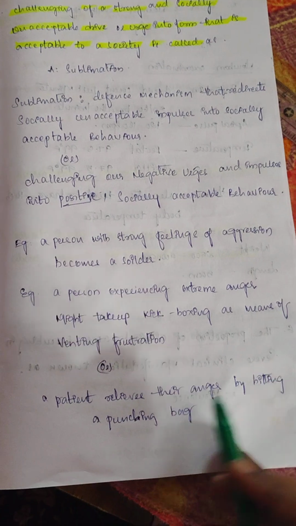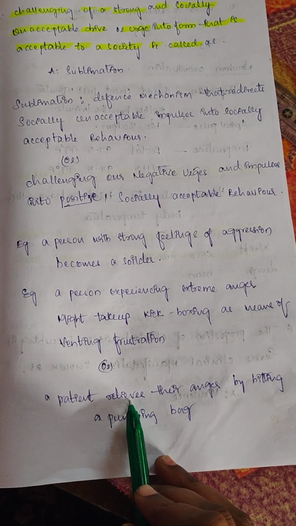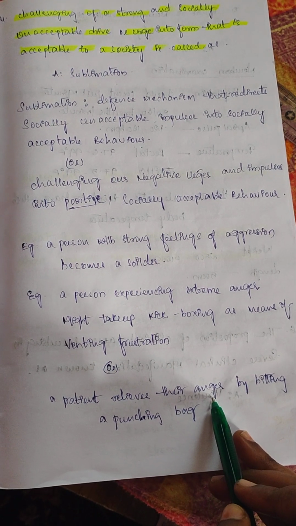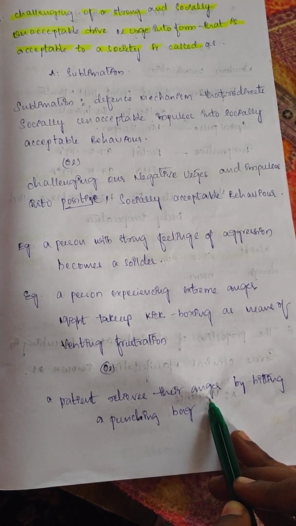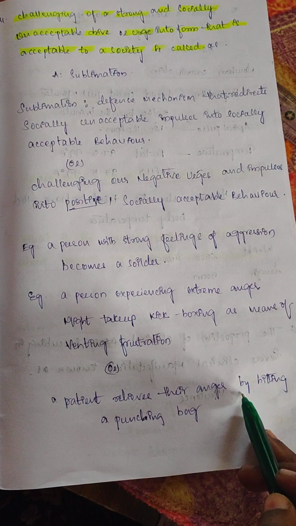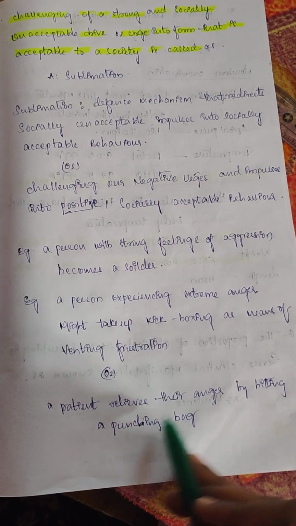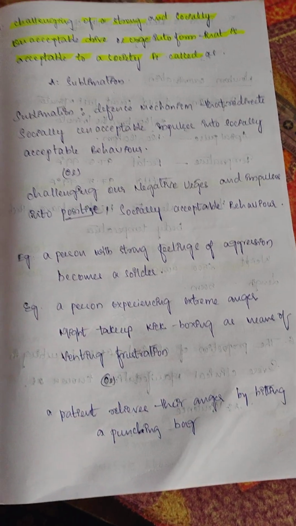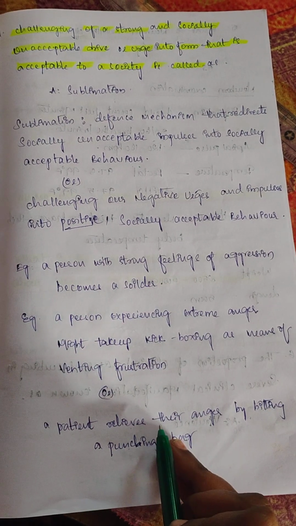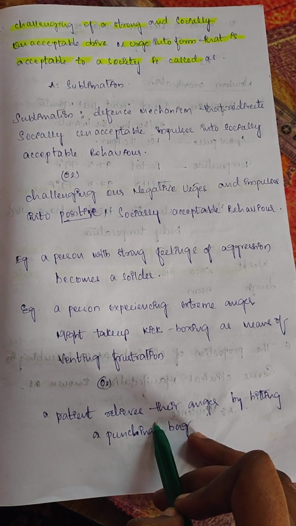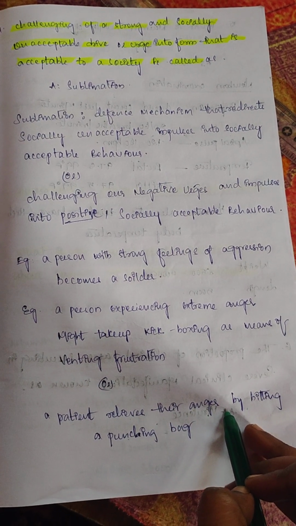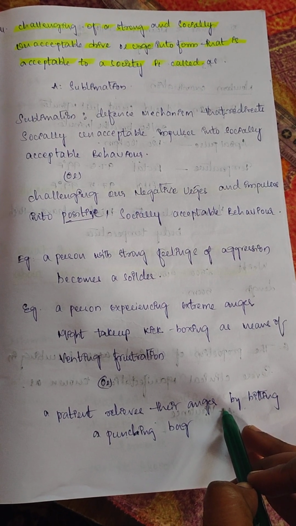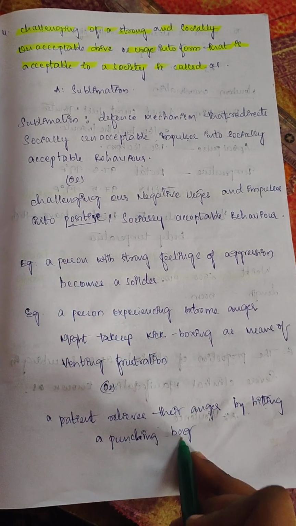Here you can see an example. The patient has anger but he can't show it outside, he can't show it to everyone. So he relieves his anger by hitting a punching bag. So this is sublimation. Here the person is turning his unacceptable anger into an acceptable one by hitting a punching bag.